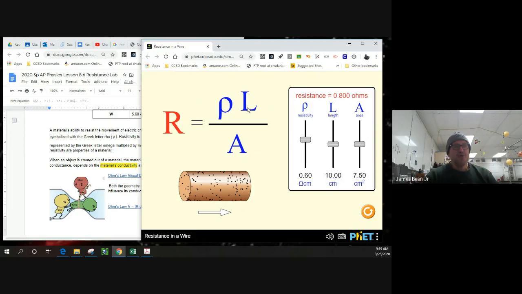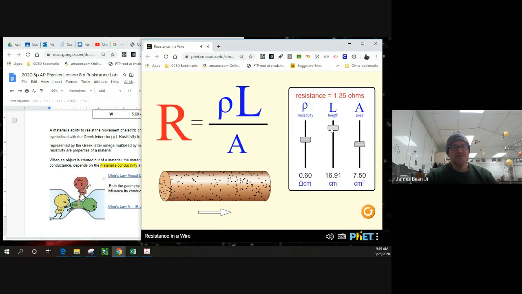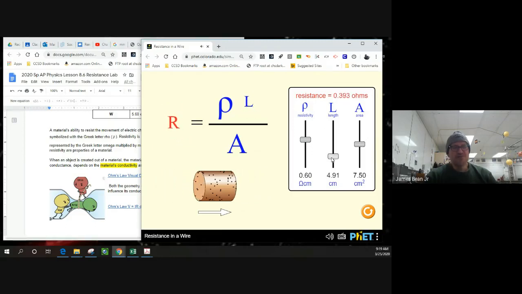Now, the length of the wire. So here's the length here. If I increase the length here, we can also increase resistance as well. If I reduce the length, the resistance is much better. Okay, let's go back to 0.8. Now, that's why when you're doing electronics, you want to have the least amount of wiring as possible. Otherwise, it'll increase resistance, which can also add to heat dissipation.